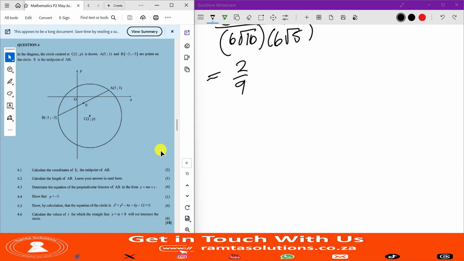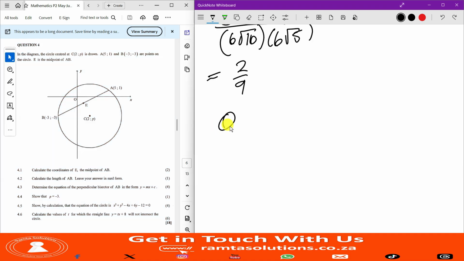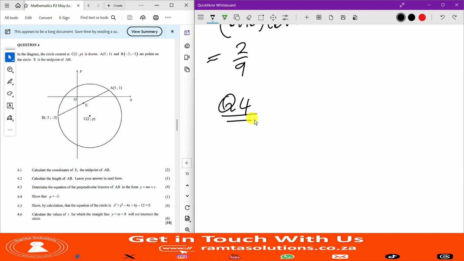Let's see what they're saying. Question 4. In the diagram, the circle centered at C with coordinates 2 and P is drawn. A with coordinates 5 and 1 and B with coordinates -5 and -3 are points on the circle. E is the midpoint of AB. Did you guys hear that? E is the midpoint of AB. Cool.